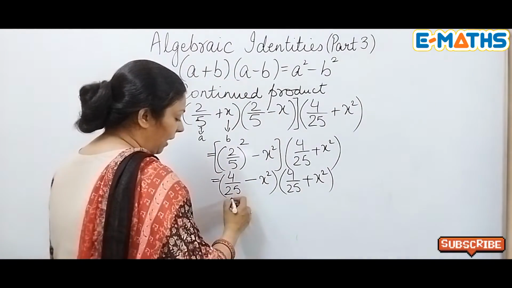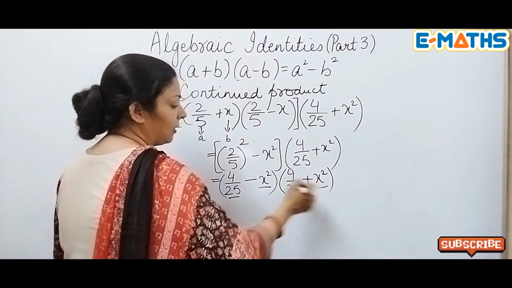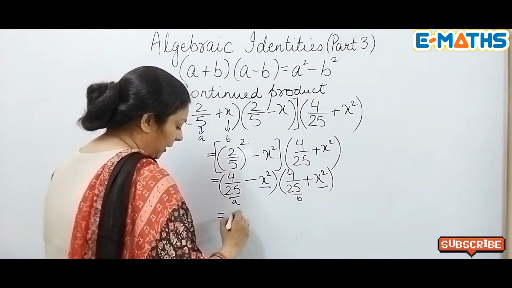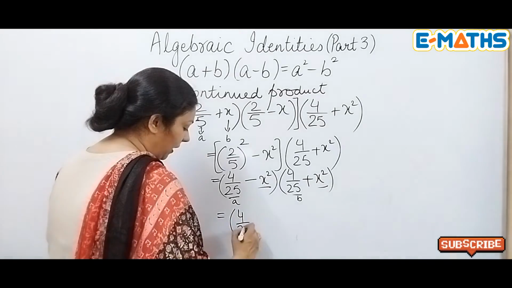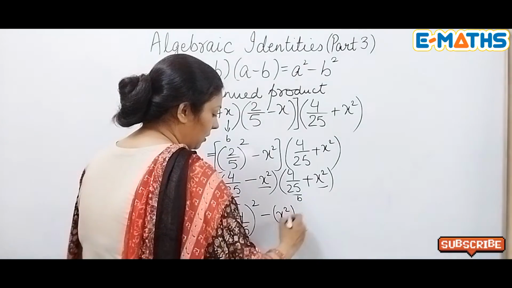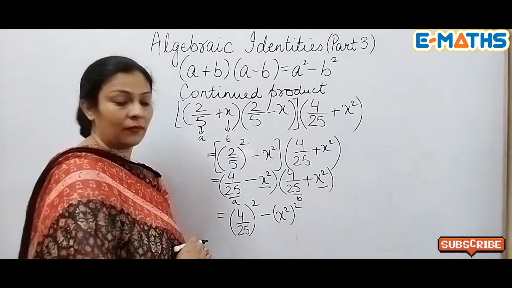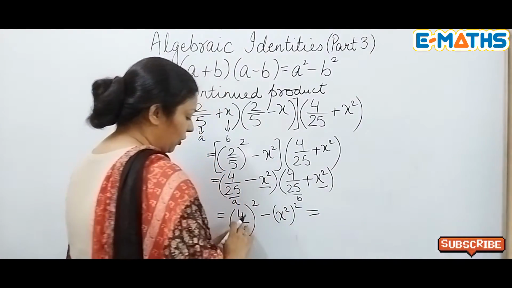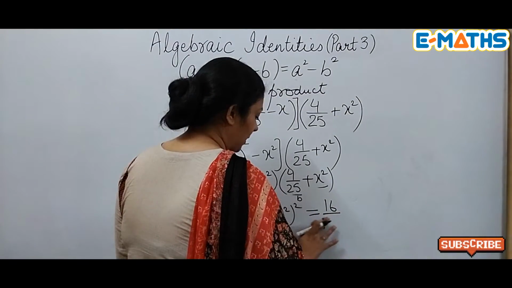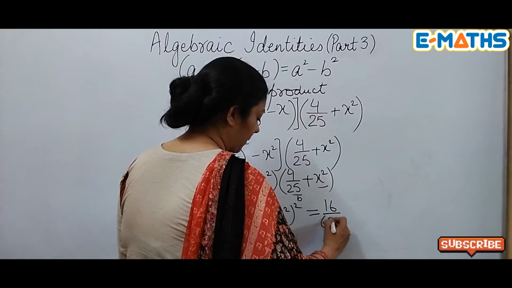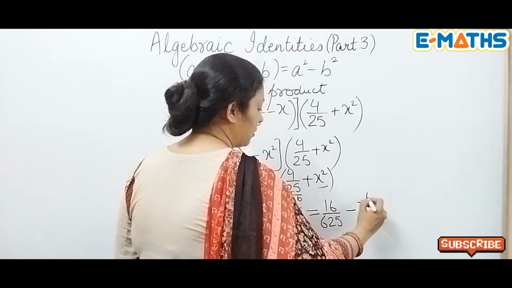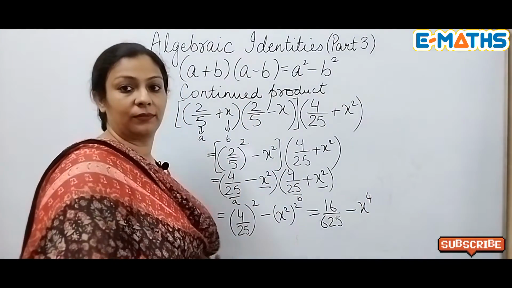So if you look here, we have the first term same, second term same, so this becomes a, this becomes b. So a square will be 4 upon 25 whole square minus x square whole square. The answer to this will be, we'll put the square on both the numbers, so that will give you 16 upon 625 minus, when opened up this bracket, you will get x to the power 4.